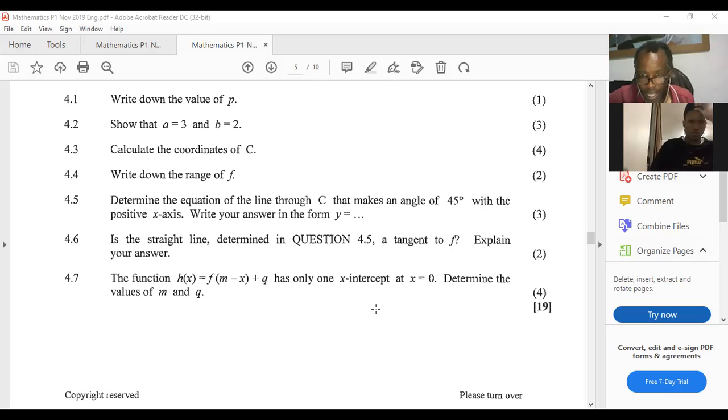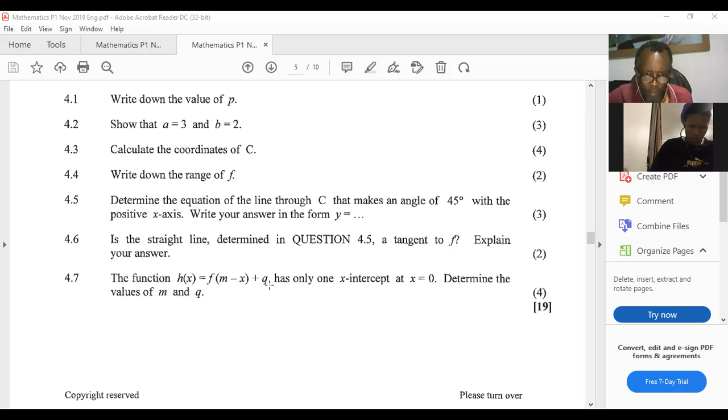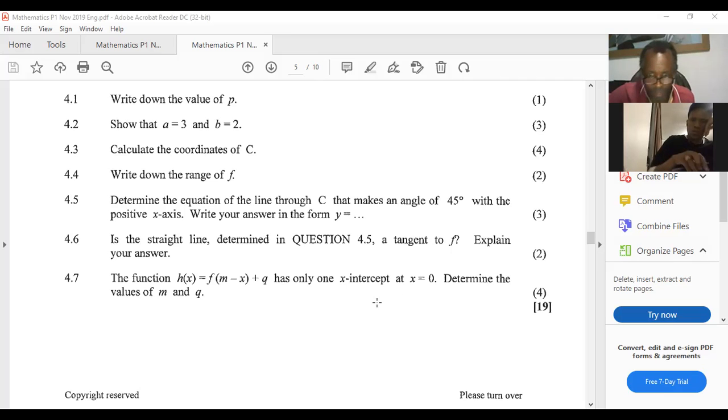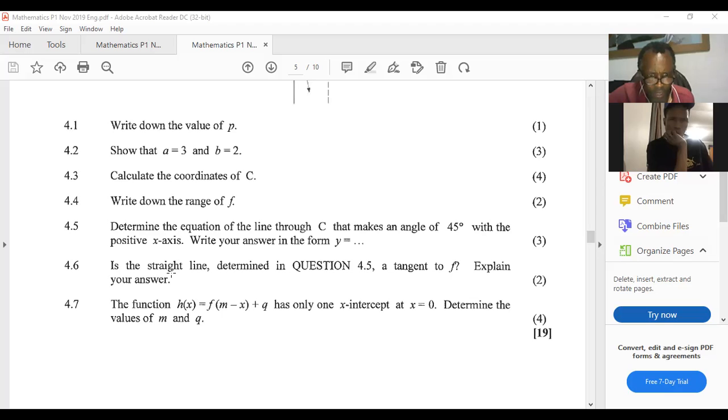Then it will give you a new function which will be called h at x. Then determine the values of m and q. Meaning after giving that, you will find the values of m and q. How will we do it? We will use simultaneous equations. It has only one x intercept. Remember, h at x is a parabola, f at x, and m is a straight line.